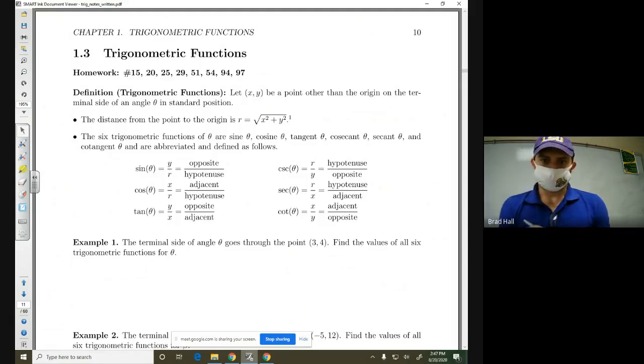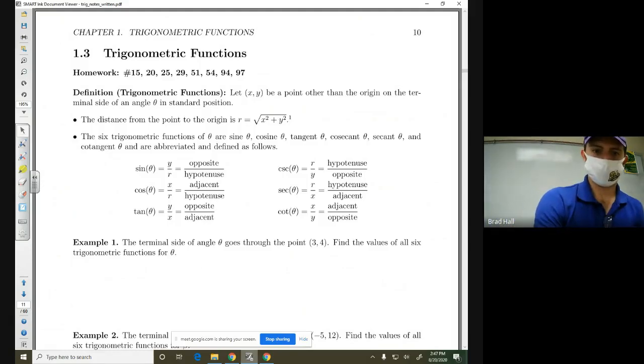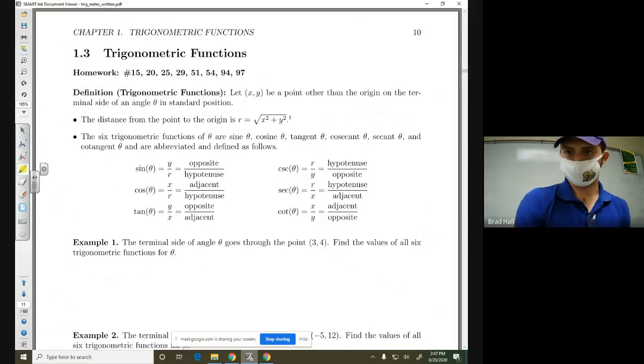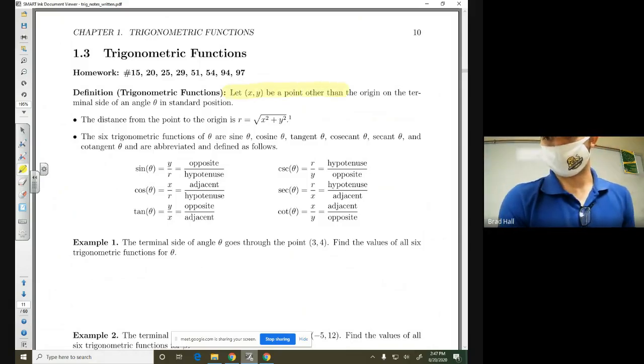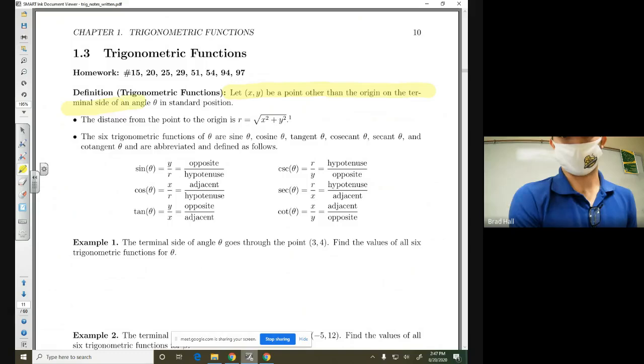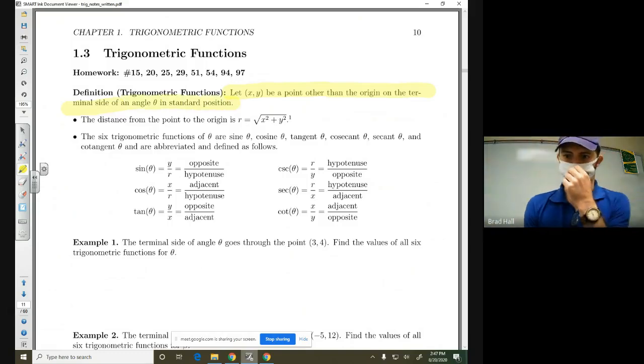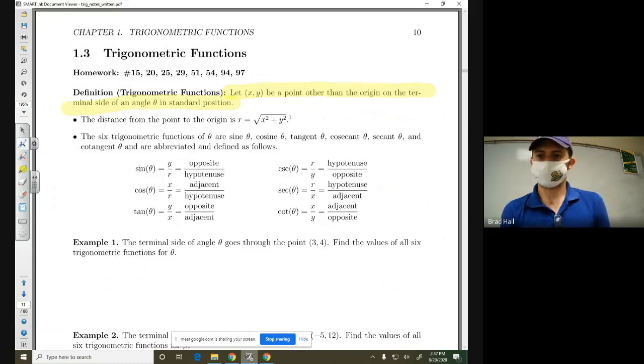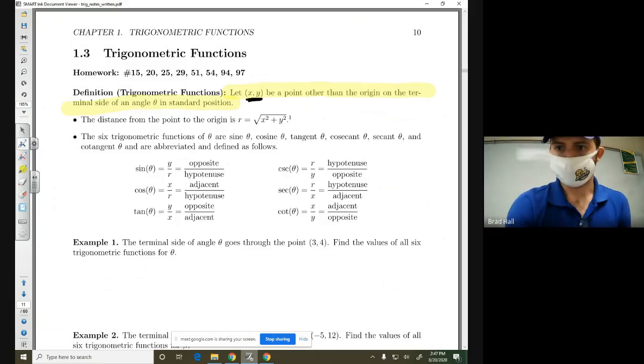So for the trigonometric functions, the way we start off the definition, we pick a point other than the origin on the terminal side. A bunch of very technical stuff. So we pick a point in the XY plane. This point will tell us where our angle is, and I'm going to draw this out in example 1. In fact, let me do that simultaneously. Let (x, y) be a point other than the origin. In example 1, they give us a point other than the origin.